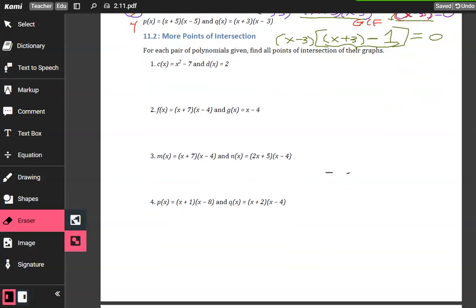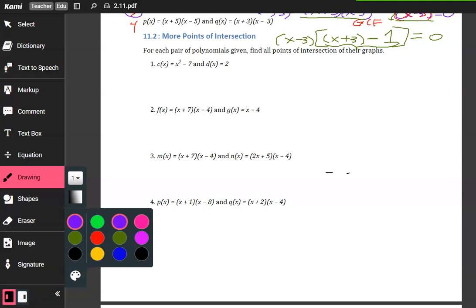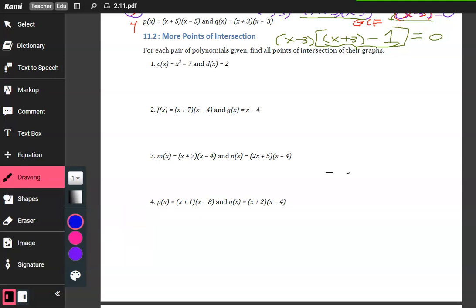Okay, 11.2 is the same thing, more points of intersection. Let's do number 1. Okay, so number 1, if you want to find the points of intersection, you set the equations equal to each other. So this becomes x squared minus 7 equals 2.